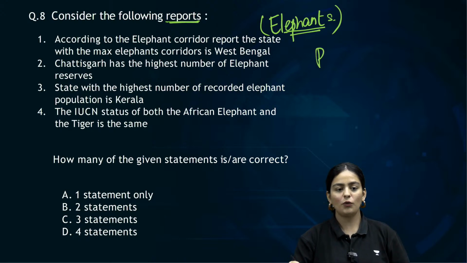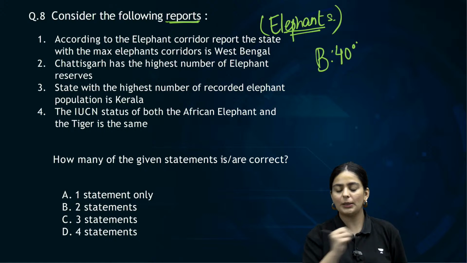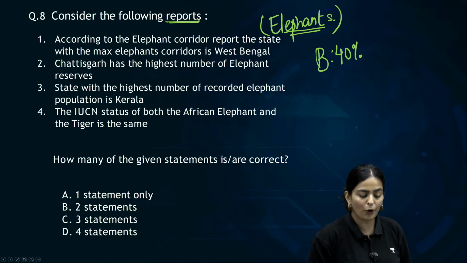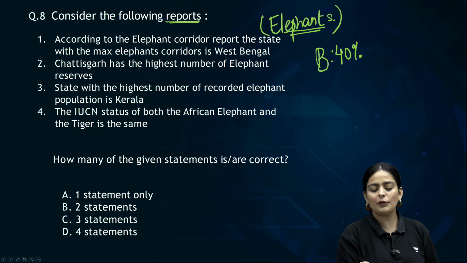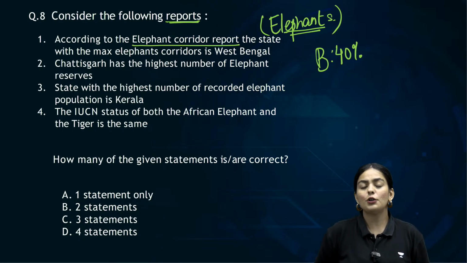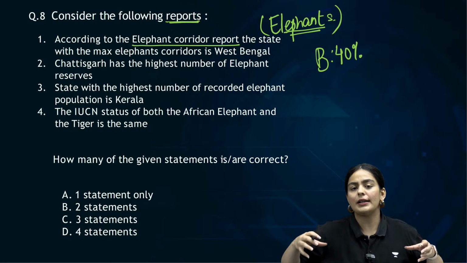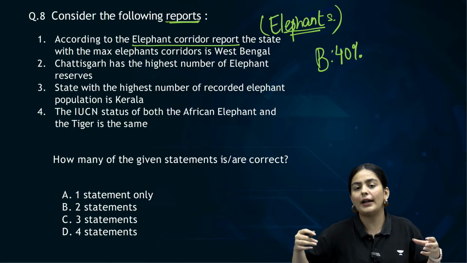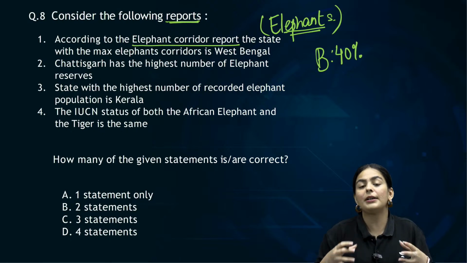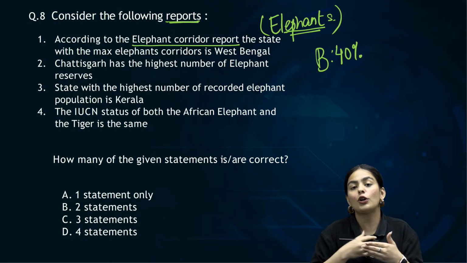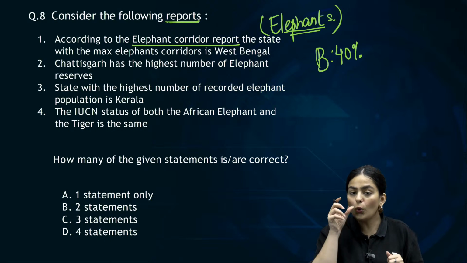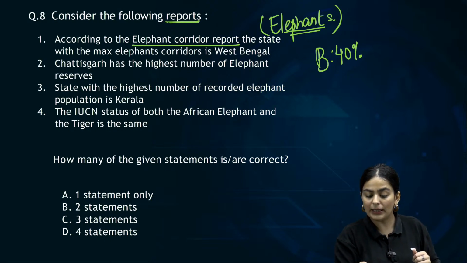Alright, so most of you have voted for B, which is 40%. Let's discuss this. Very important. According to the elephant corridor reports, what are elephant corridors? Elephant corridors are those narrow stretches of land that connect two elephant habitats, and they use them for a lot of migration. So those are elephant corridors, very important.